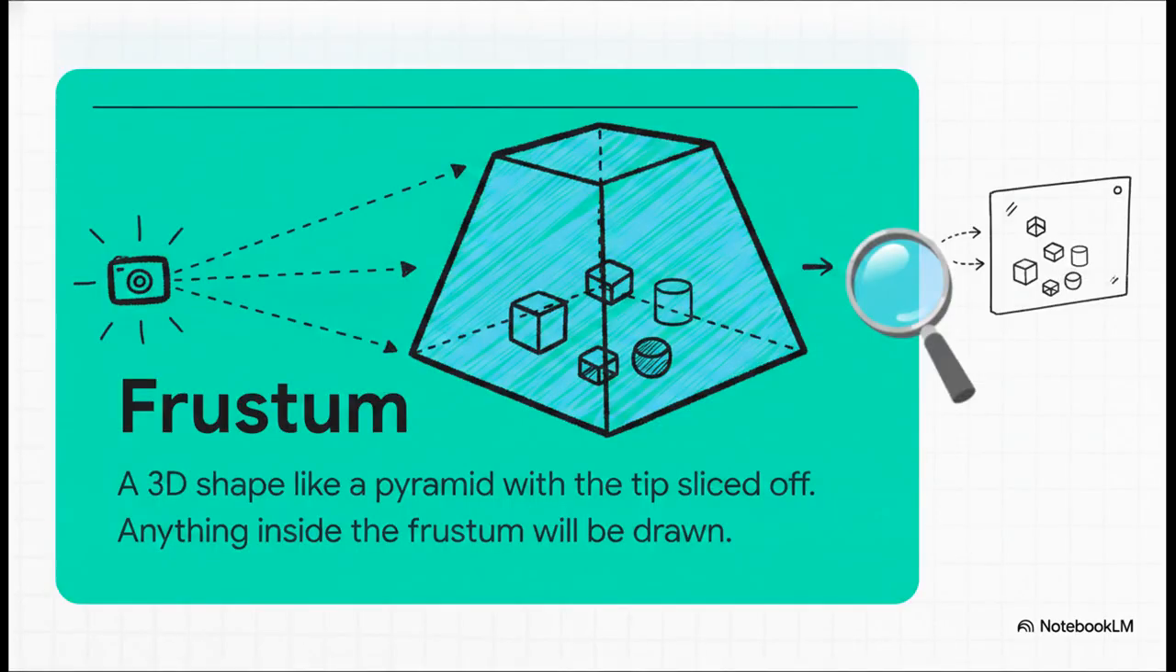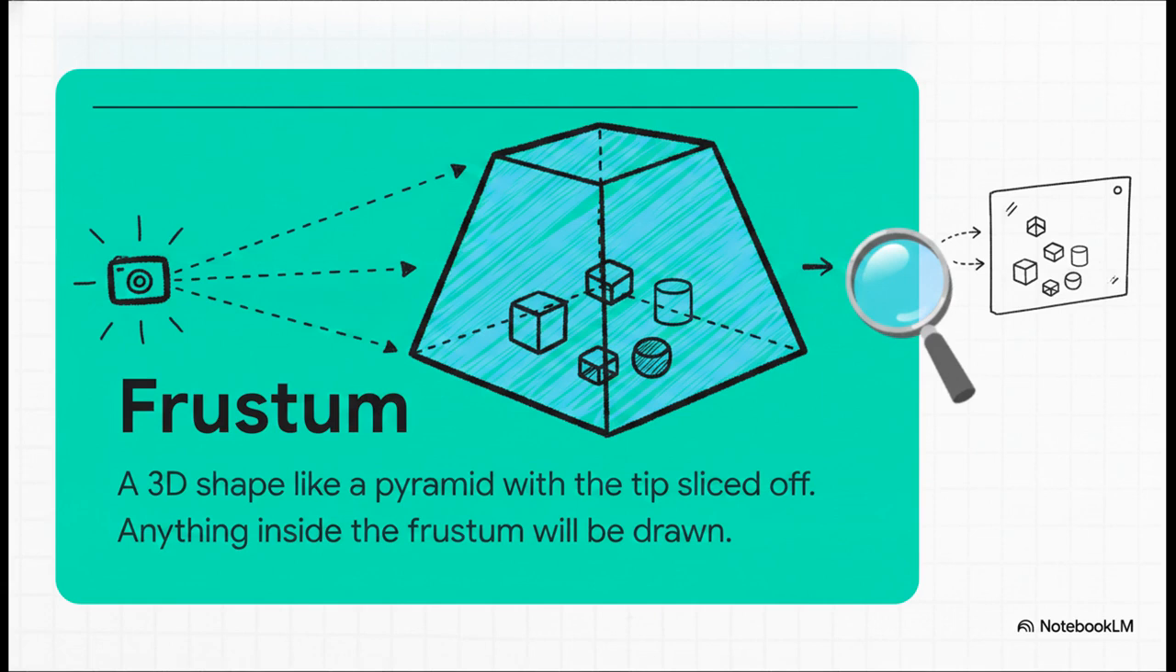Now, what's really interesting about this is how the renderer actually decides what to draw. It relies on a concept called the frustum. Imagine a 3D shape that looks like a pyramid, but with the very top tip entirely sliced off. That's your frustum. When you set up your camera, you're giving it a field of view, an aspect ratio, and near and far clipping planes. Those 4 settings together carve out this exact shape.